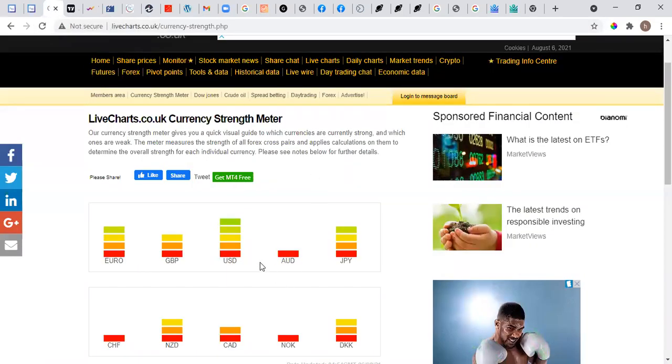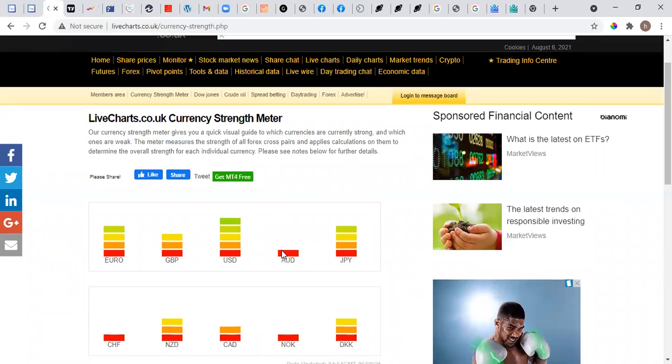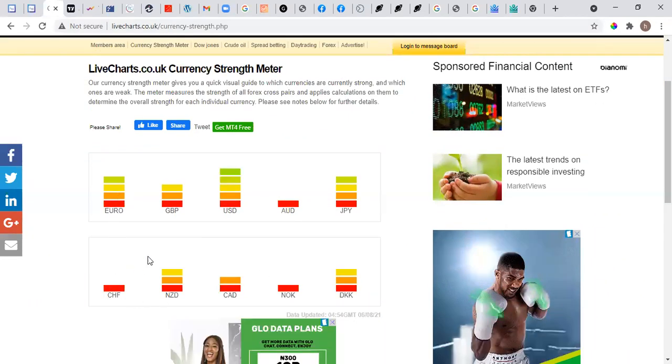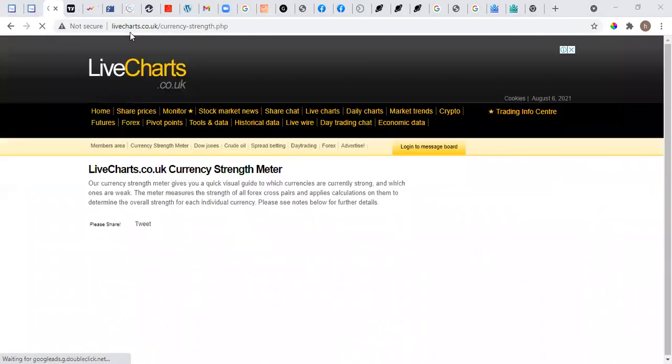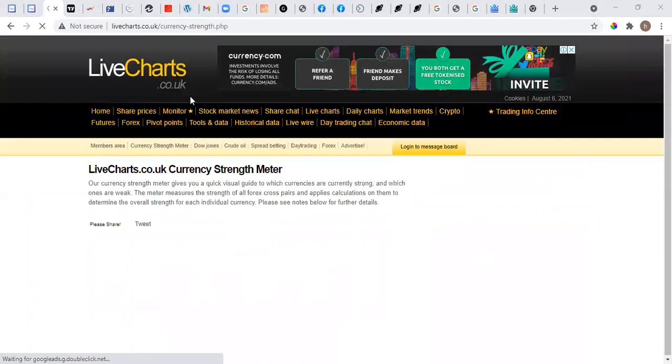I would prefer to do Euro CHF. Can you see Euro CHF? I prefer to do USD CAD. And USD CAD looks good. Do you understand? So it's very, very important. Even when you get your GBP CHF, I don't like GBP trades.